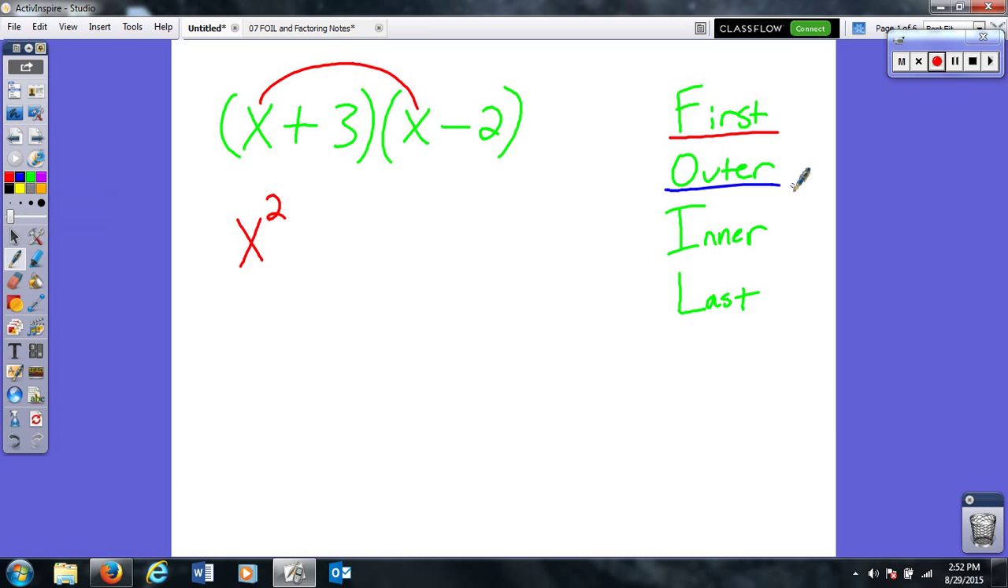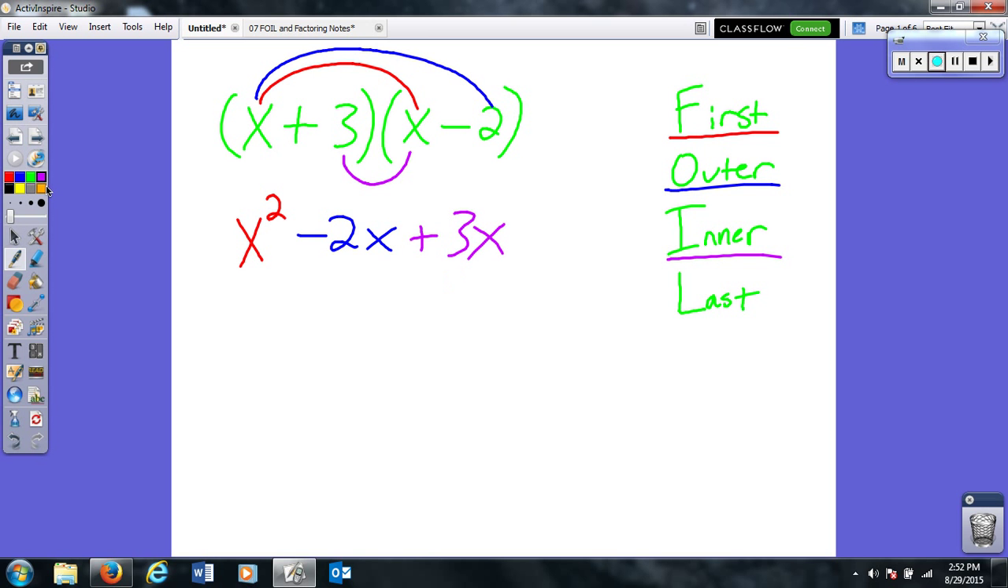Then O stands for outer. That means you're going to go on the outsides here, so the very outsides of the whole thing, the far left and far right. Multiply those together, and you get negative 2x. Then we're going to go for the insides, that's the I. So do the very insides there, and you'll get 3x. And then the L stands for last. That means the last one in each binomial, so 3 and negative 2, multiply those to get negative 6.